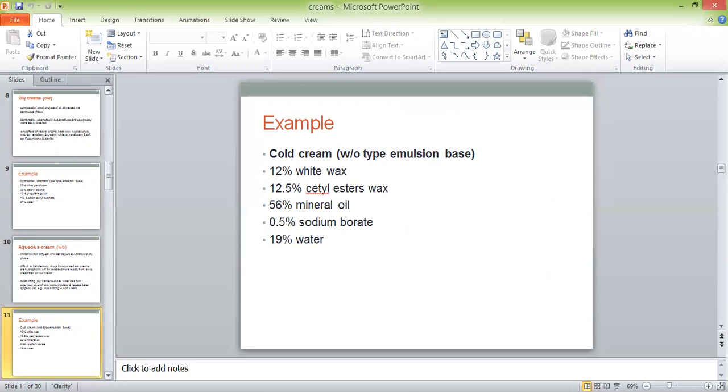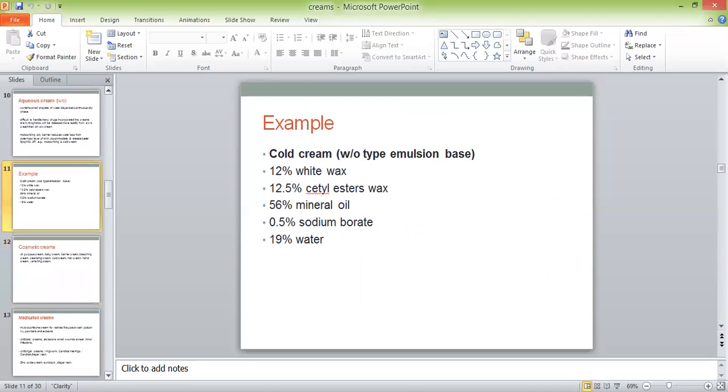Now, cold cream is a water and oil type emulsion. It consists of white wax 12%, cetyl esters wax 12.5%, mineral oil 56%, 0.5% of sodium borate, and 19% of water. White wax is used in ointments, creams, suppositories, and plasters.